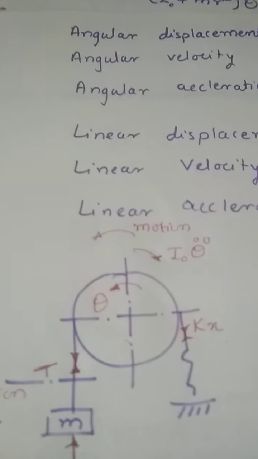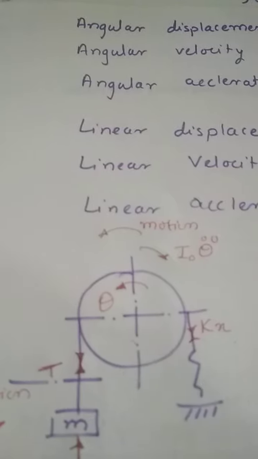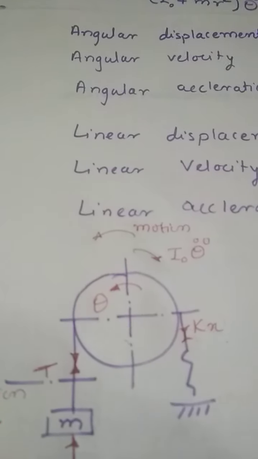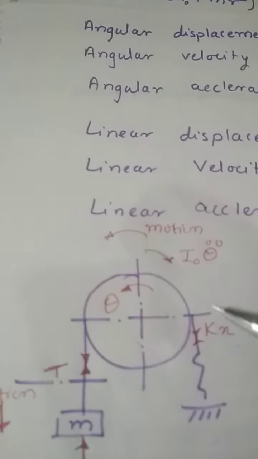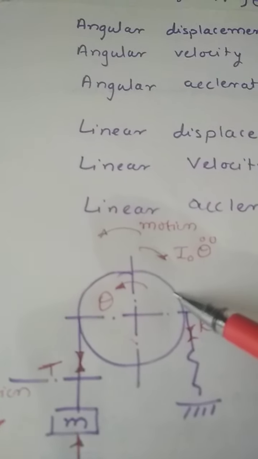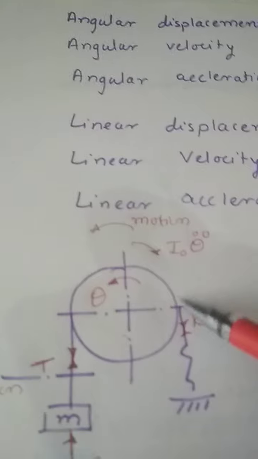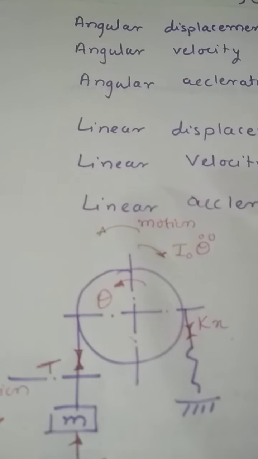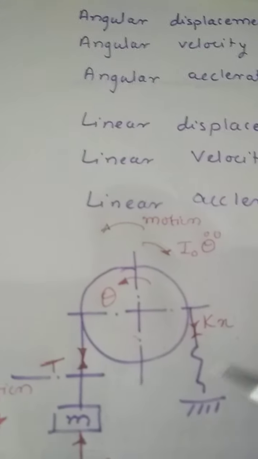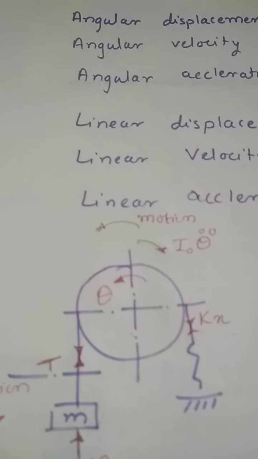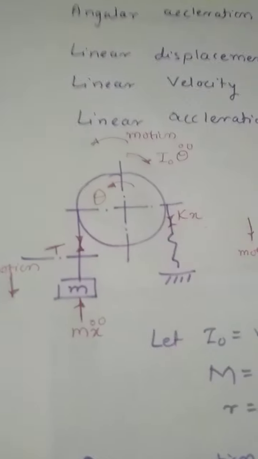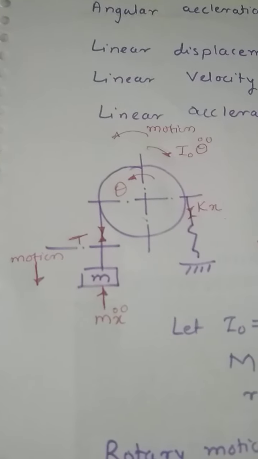This is the key of the corresponding numerical. And the angular motion theta double dot has to be properly correlated with the x. If you remember these 2 points, then you can solve such kind of numericals very easily. Thank you everyone.